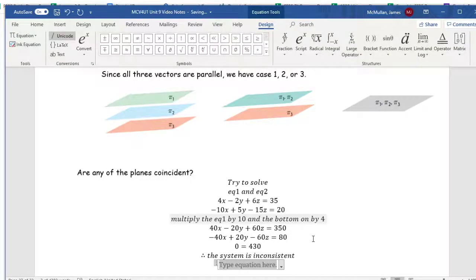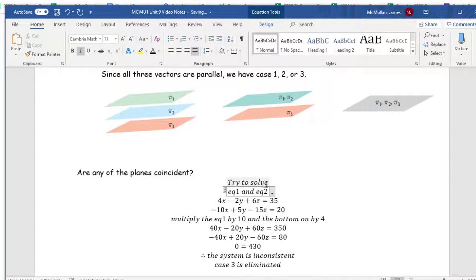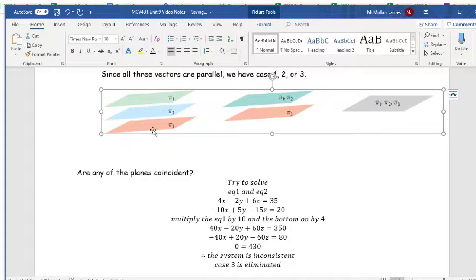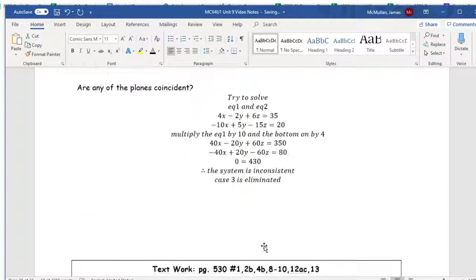But there are two inconsistent systems here. So all this tells us is that case 3 is eliminated. It can't be case 3 because we just showed that the first plane and the second plane are distinct. So we might have this case where all of them are distinct, or we might have this one where two of them are on top of one another. Okay, so what we should do next is we should test EQ1 and EQ3.